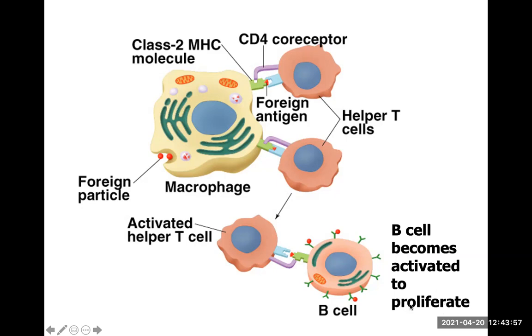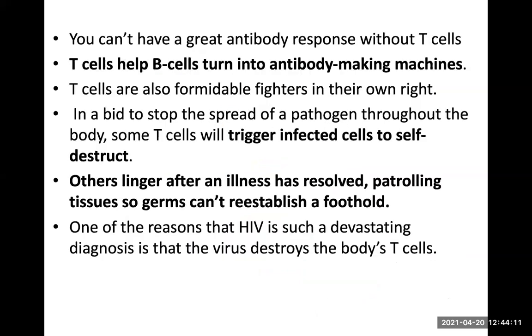To proliferate means to make a bunch of copies of. And so you get that clonal expansion, and you'll have plasma cells that secrete antibody, and you'll have memory cells. Okay. So you cannot have great antibody response without T cells, right? If we didn't have the helper T cells, you would only ever get a small amount of antibodies and you would have no memory response.